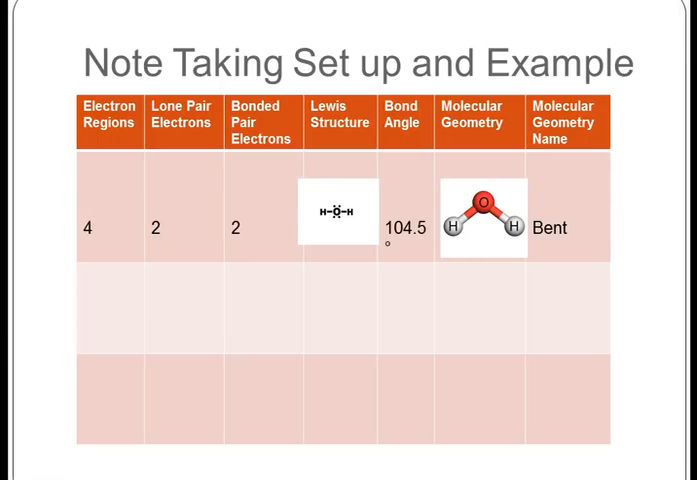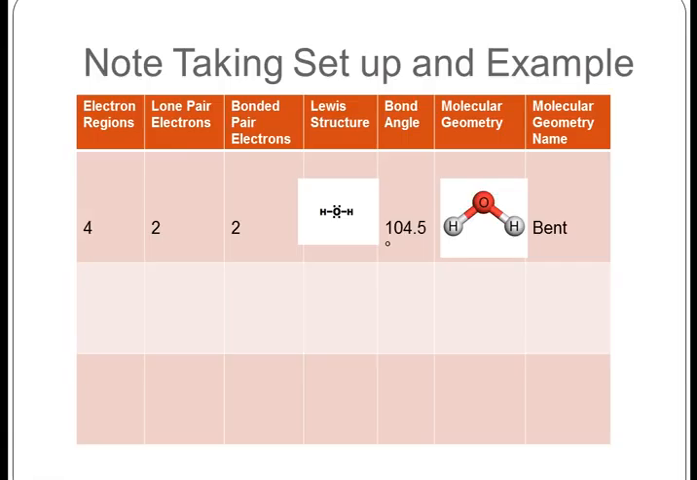So in order to take your notes, you need to set up a table just like the one I have here, showing your electron regions, how many lone pair of electrons, how many bonded pair of electrons, the Lewis structure, what is the bond angle, the actual molecular geometry, and then what is the name of that molecular geometry. You're going to be responsible for predicting the molecular geometry by the electron regions in the molecule.